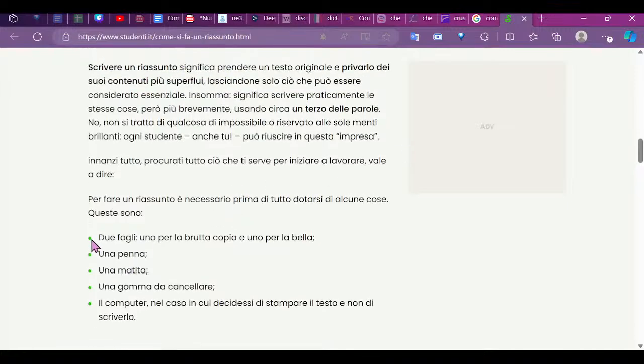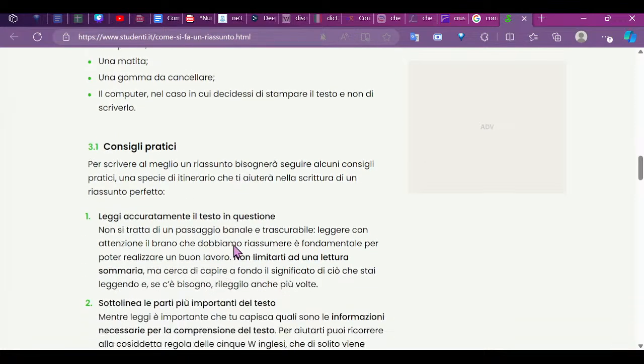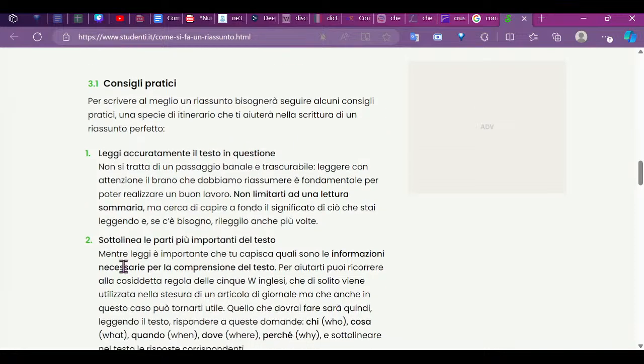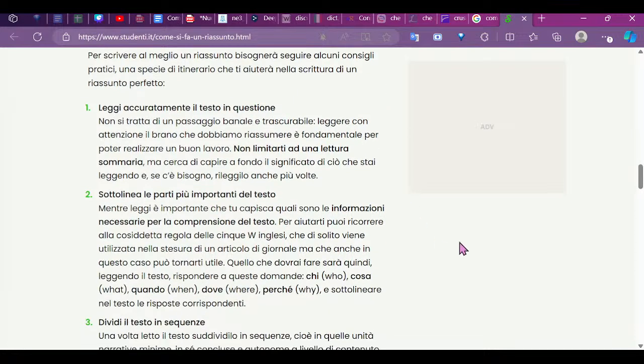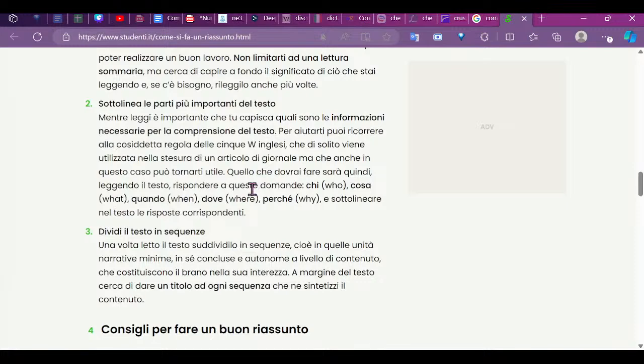Okay. Due foglie, uno per la brutta copia. Rough copy. Una per la bella. Huh, that's interesting. Brutta copia, bella. Penna, matita, gomma da cancellare. What? This is for kids? Lo sottolineo le parti più importanti. Okay, makes sense.